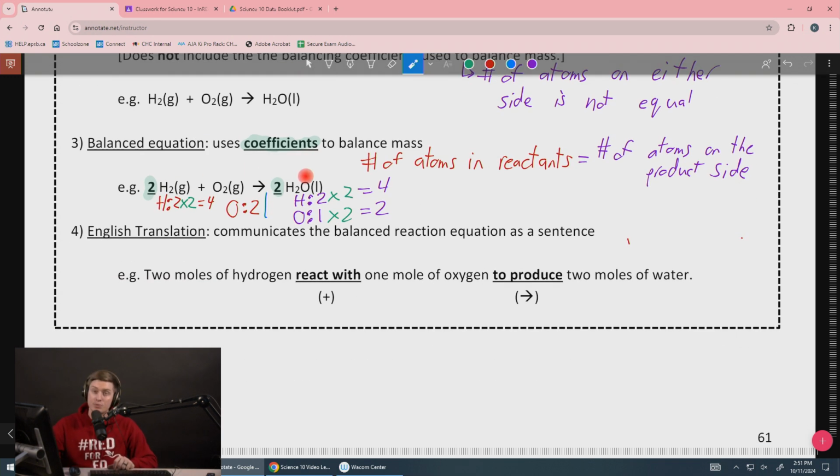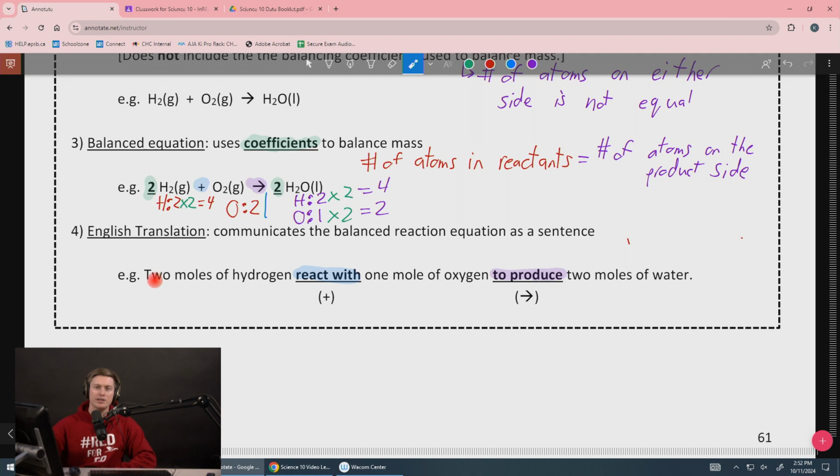If you were reading this reaction and you're trying to change it into a sentence, this is what it's saying. 2 moles of hydrogen react with 1 mole of oxygen to produce 2 moles of water. The words react with are the same as this plus here. So I'm going to highlight that in blue. React with is the same as this plus. And the word to produce is the same as this arrow.